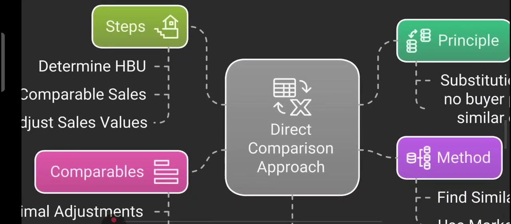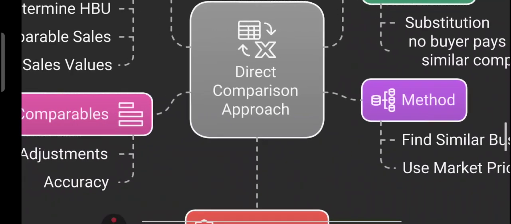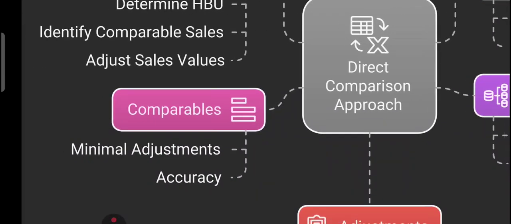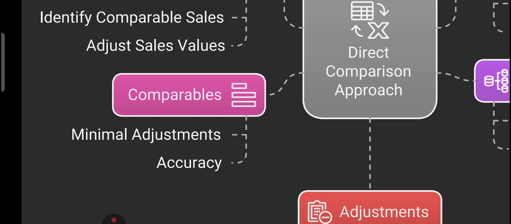Now if you look at the methods, the focus is to find a similar business or asset and use current market price for an accurate reflection. If you look at the comparables, the trick is minimal adjustment, right? The closer the comparable, the better the valuation and the higher the accuracy.